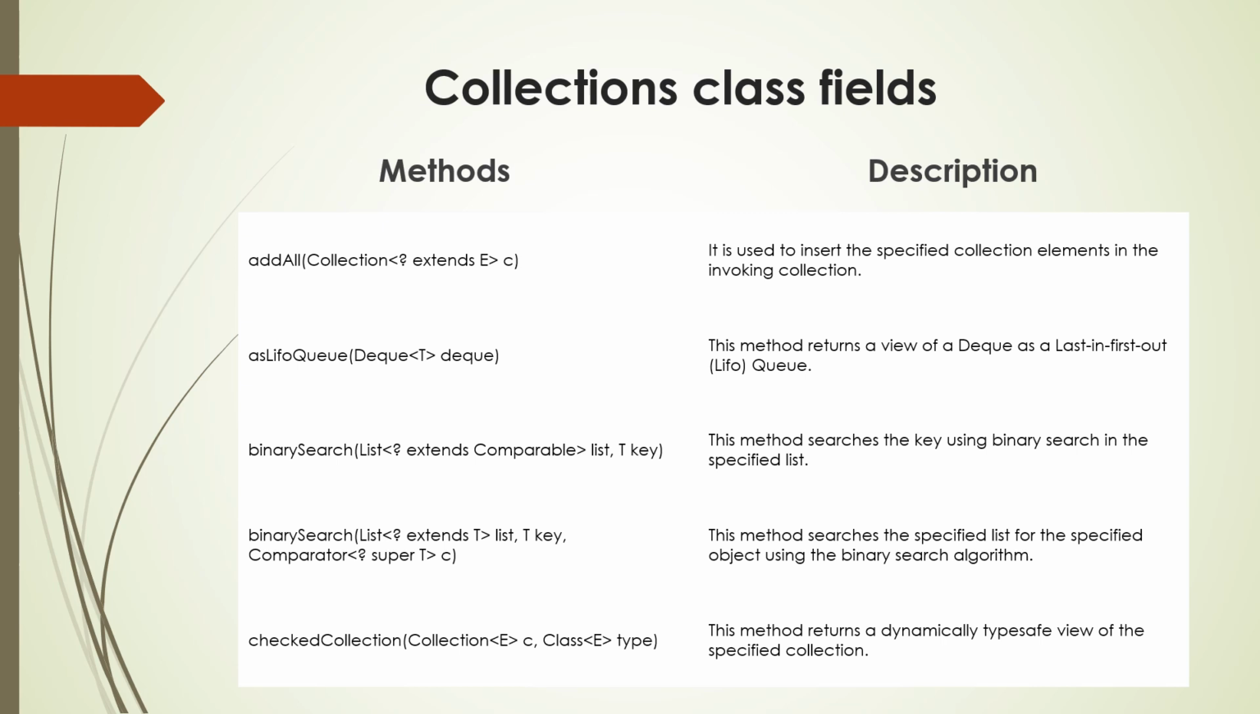checkedCollection. This method returns a dynamically type-safe view of the specified collection. This method is used to get a type-safe view of the specified collection. Which method? The checkedCollection method.